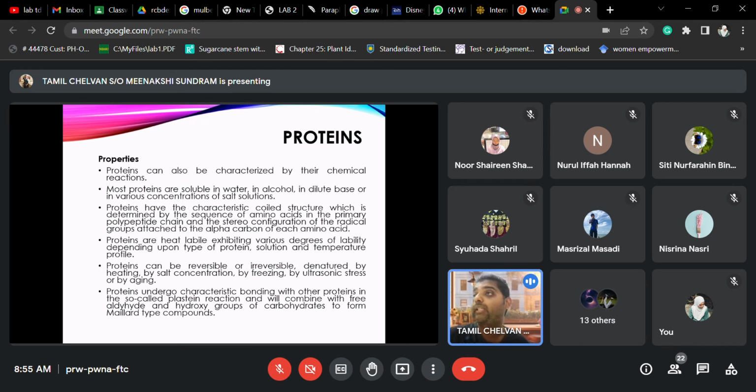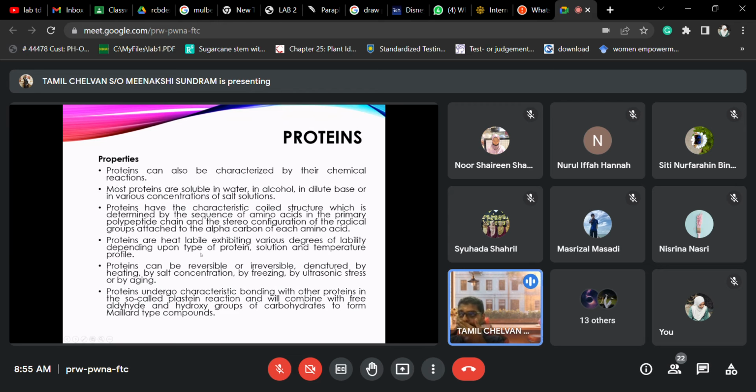Protein properties. Proteins can also be characterized by their chemical reactions. Most proteins are soluble in water, in alcohol, in a dilute base, or in various concentrations of salt solution. Earlier we discussed how to classify; here we characterize by chemical reaction. Proteins have the characteristic coil structure, which is determined by the sequence of amino acids in the primary polypeptide chain.